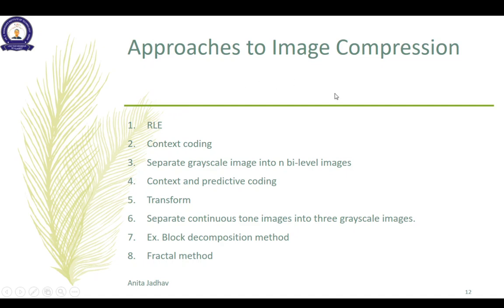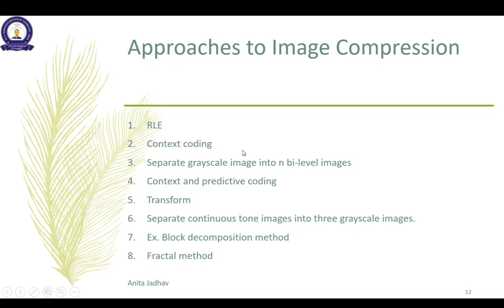What do you mean by run length coding here? You find out how many white pixels there are before you find a change in the color, and you represent these runs of white by variable prefix codes. So that is the way RLE can work. Then you have context coding, which works well for the bi-level image.